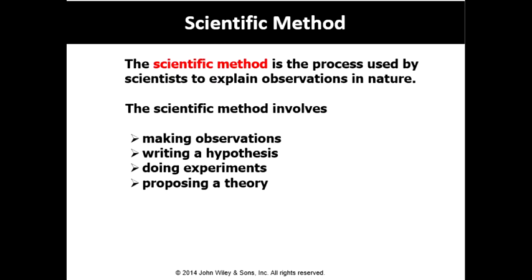First, let me define scientific method. Please look at this slide. It says the scientific method is the process used by scientists to explain observation in nature. So we are going to work on some terminology here. This is a process. So we are going to work on one method that happens in our universe and is going to be used by scientists.